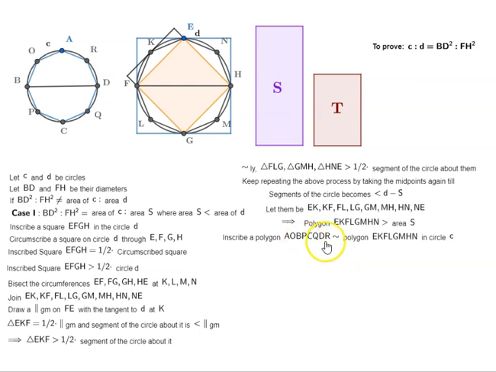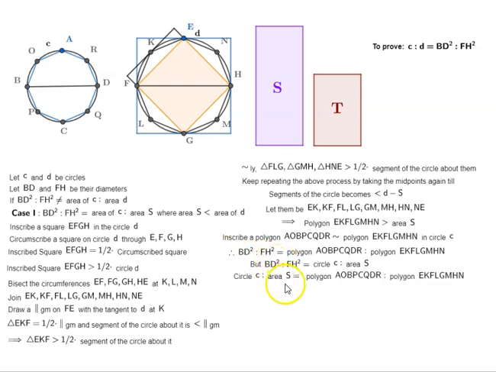What this means, these two similar polygons means, is that BD square is to FH square is equal to polygon AOBPCQDR is to polygon EKFLGMHN, because BD and FH are also the diameters of these two polygons. We also have this BD square is to FH square is equal to circle C area is to area S. So since the left hand sides are equal, right hand sides will also be equal.